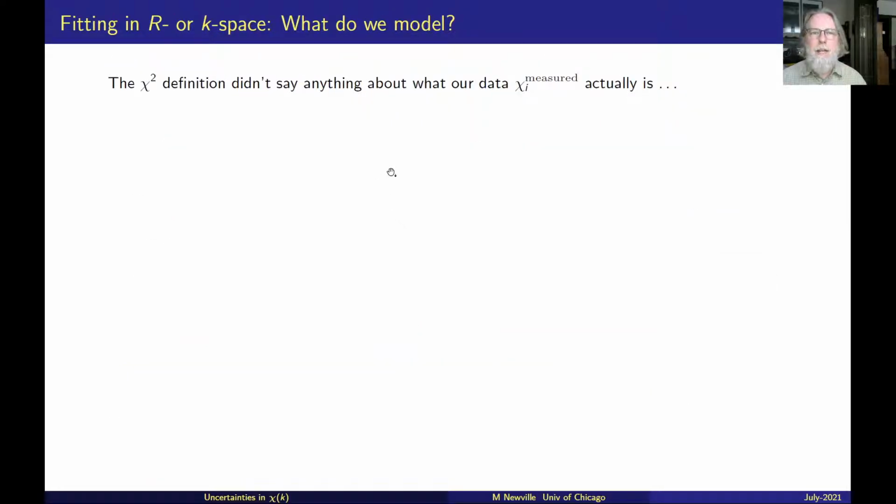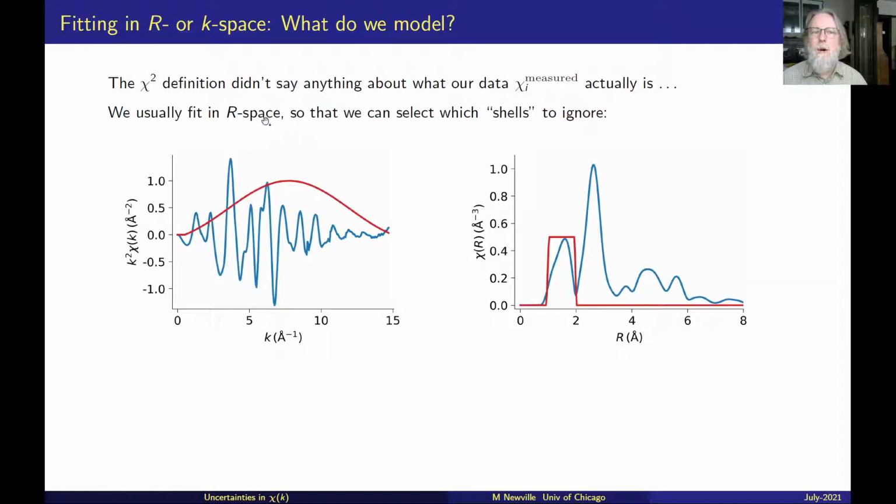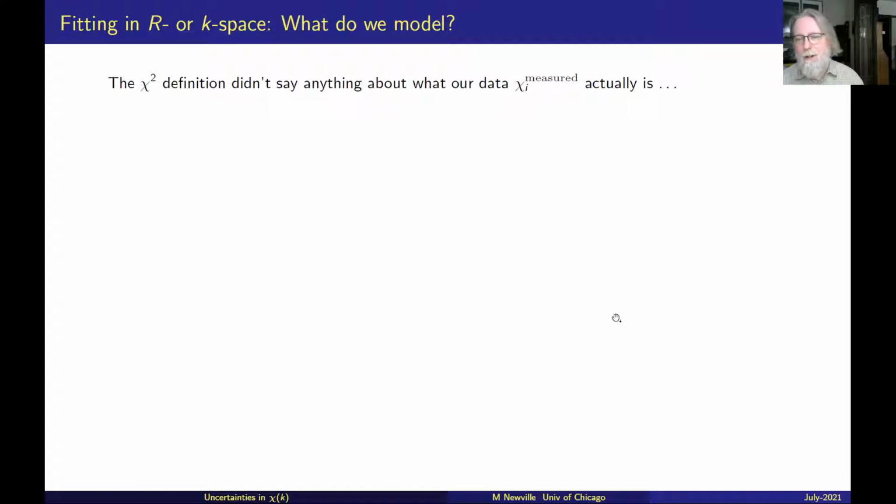Okay, so fitting. We're not done with our chi-squared description, because we also need to talk about the data. Again, we took our raw measurements, turned them into mu, turned the mu into chi by subtracting the background, but so far we haven't really said what our measurement is, and that is we usually fit not chi of k, but in R space. So we're fitting in Fourier transform space. You can fit in k space. You can fit in R space. You can fit both.